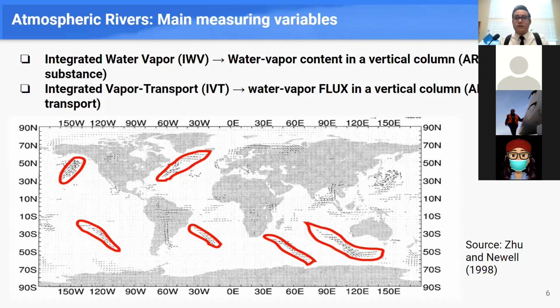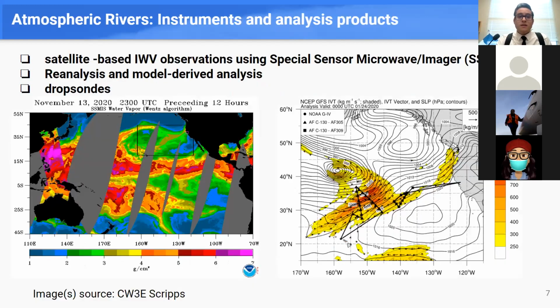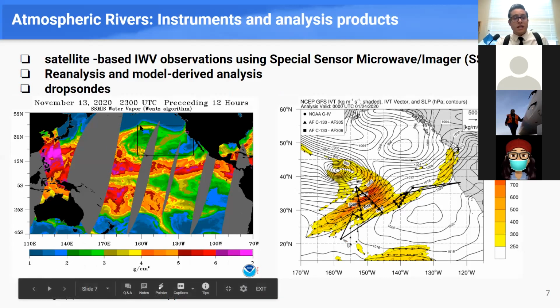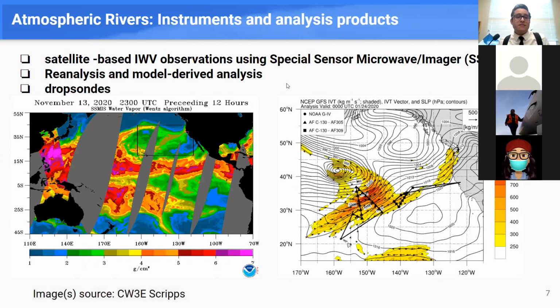So these are the two main variables to measure if there's an atmospheric river and to measure its characteristics, right? What are the instruments and analysis products used to get these measurements? Well, there are several, but the most common ones would be satellite-based IWV observations using the Special Sensor Microwave Imager, kind of like this photo on the left. And the other ones are reanalysis and model-derived analysis and dropsondes, which we show on the right.